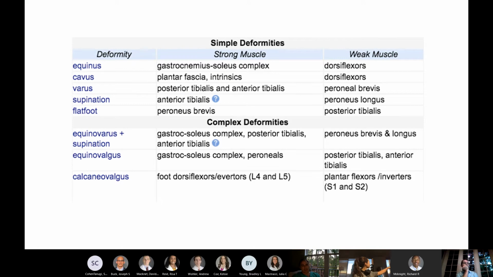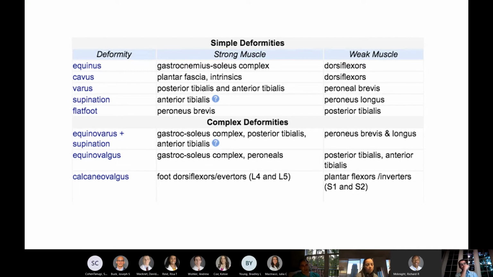So, what you're looking at is if you have a deformity, what's causing those deformities? So what muscles? This is all anatomy. And then what is going to be the opposing force? With equinus, straight equinus, you're going to have your dorsiflexors versus your plantar flexors or your gastroc. Cavus, again, plantar fascia and intrinsics to an extent, and dorsiflexors. I don't think I've seen that one just by itself.